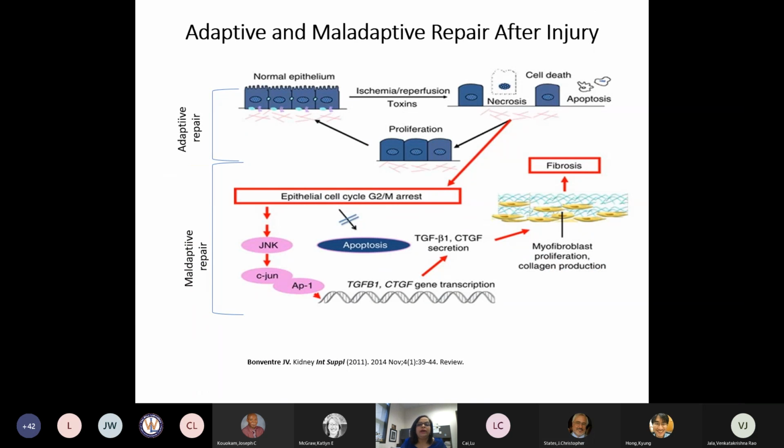So what are adaptive and maladaptive repairs after injury? After the kidney undergoes injury, there is a cell loss due to necrosis or apoptosis, and surviving cells will de-differentiate and proliferate, and they will restore a normal epithelium. This is an adaptive repair process.